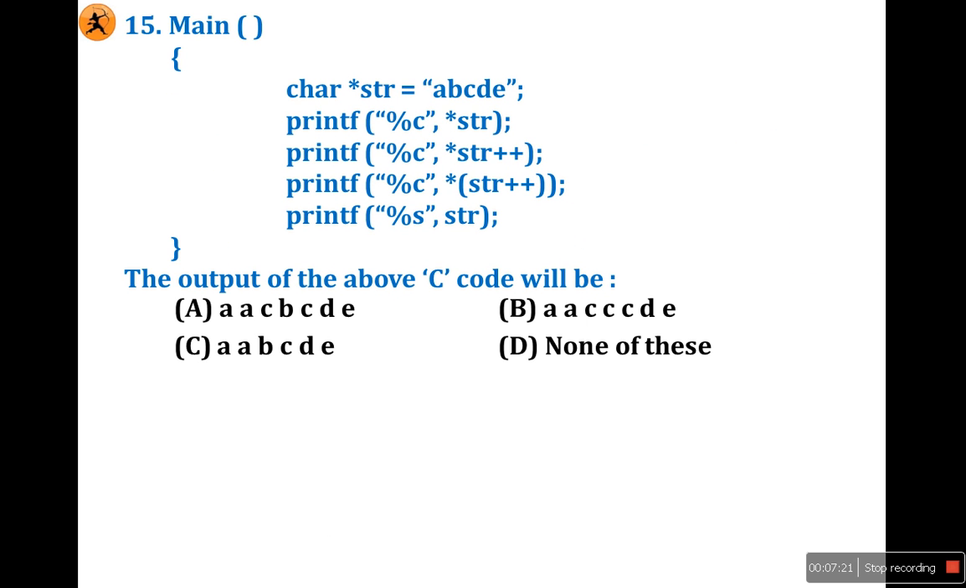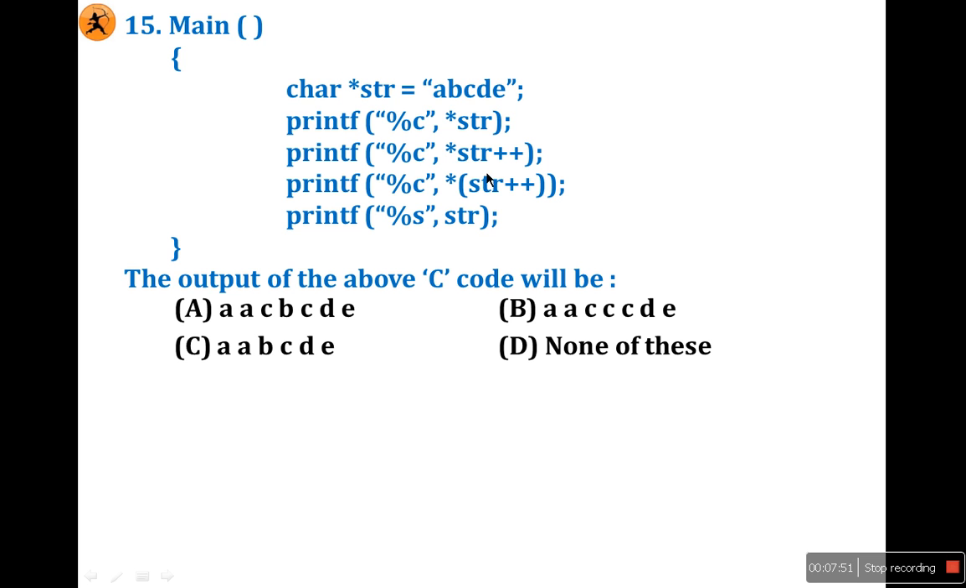Now come to the 15th question. This is also based on C program. Character pointer string is ABCDE. Now printf character of string. This holds the address of this character. It prints first character, so A. Option A, B, C are A. Okay, so first printf prints A.